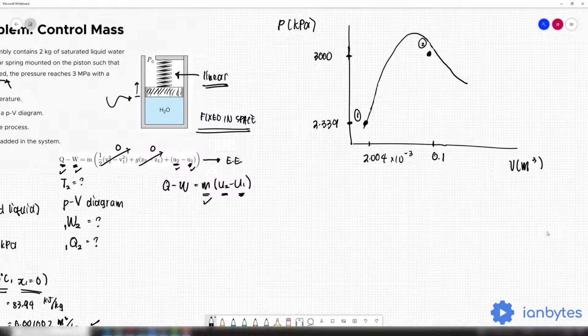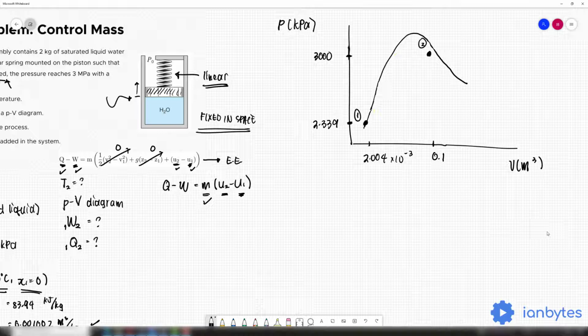So the thing here is that alam natin ang endpoints ng ating PV diagram. However, we don't know how these two are connected to each other. Is it connected by a straight line? Is it connected by a parabola? Is it connected by whatsoever curve?